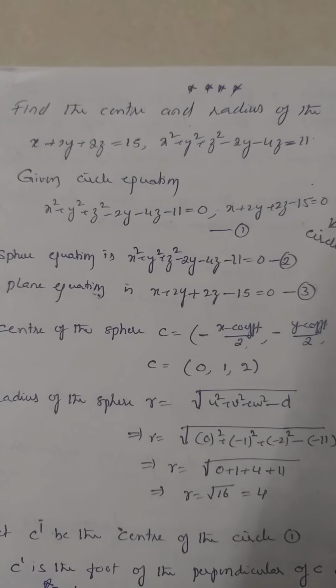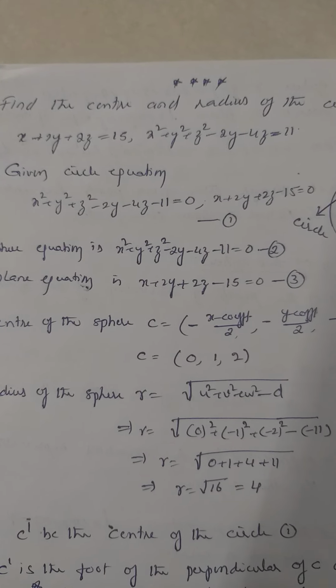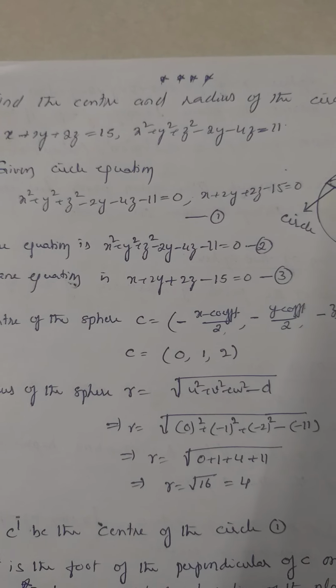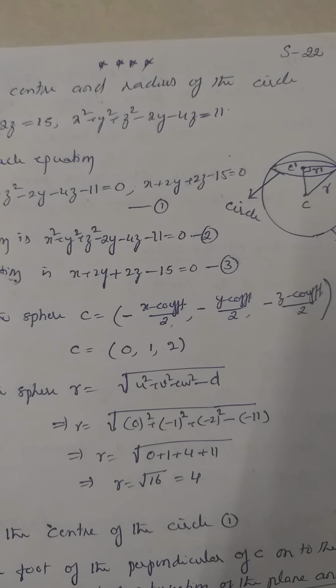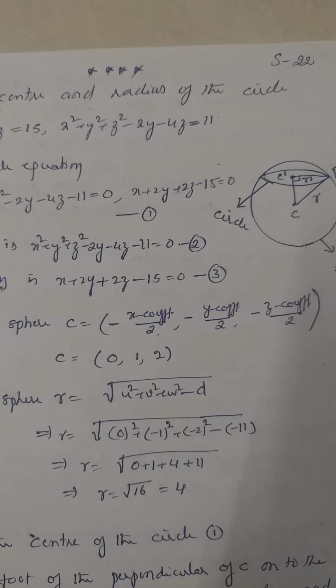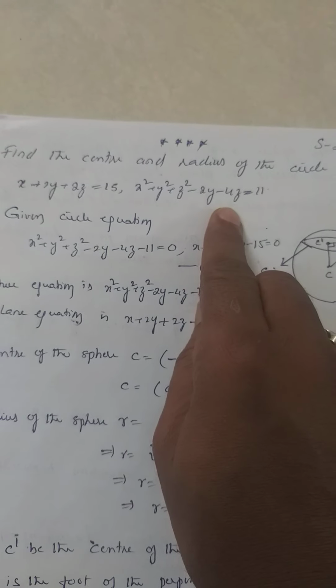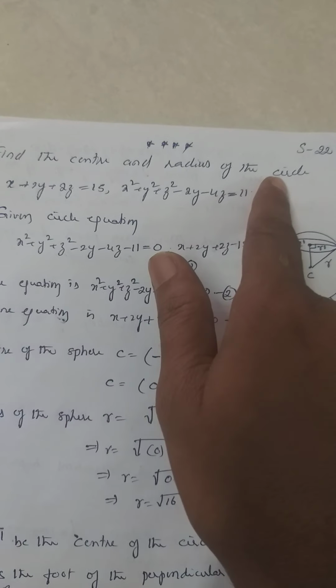Right. Find the center and radius of the circle. x + 2y + 2z = 15, x² + y² + z² - 2y - 4z = 11. Right? There are two equations here. One is a sphere, another one is a plane. These put together are called a circle equation. Remember.